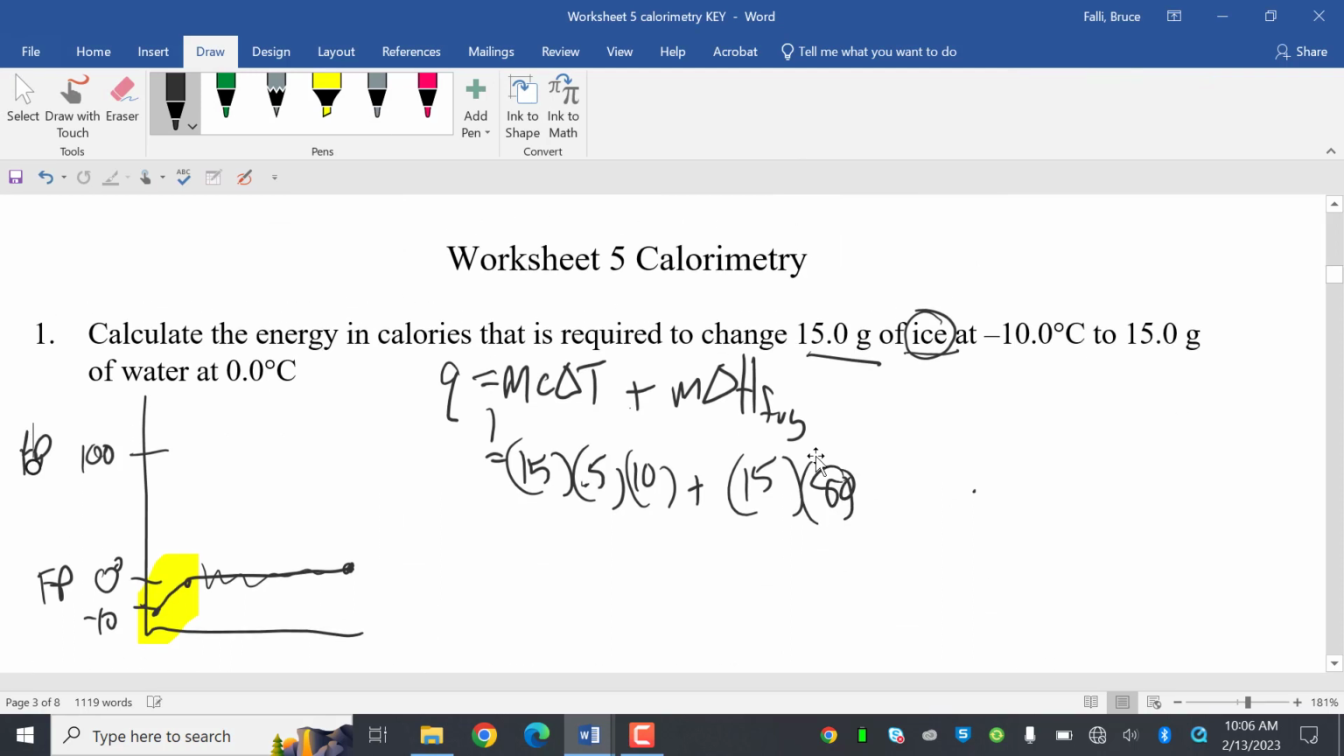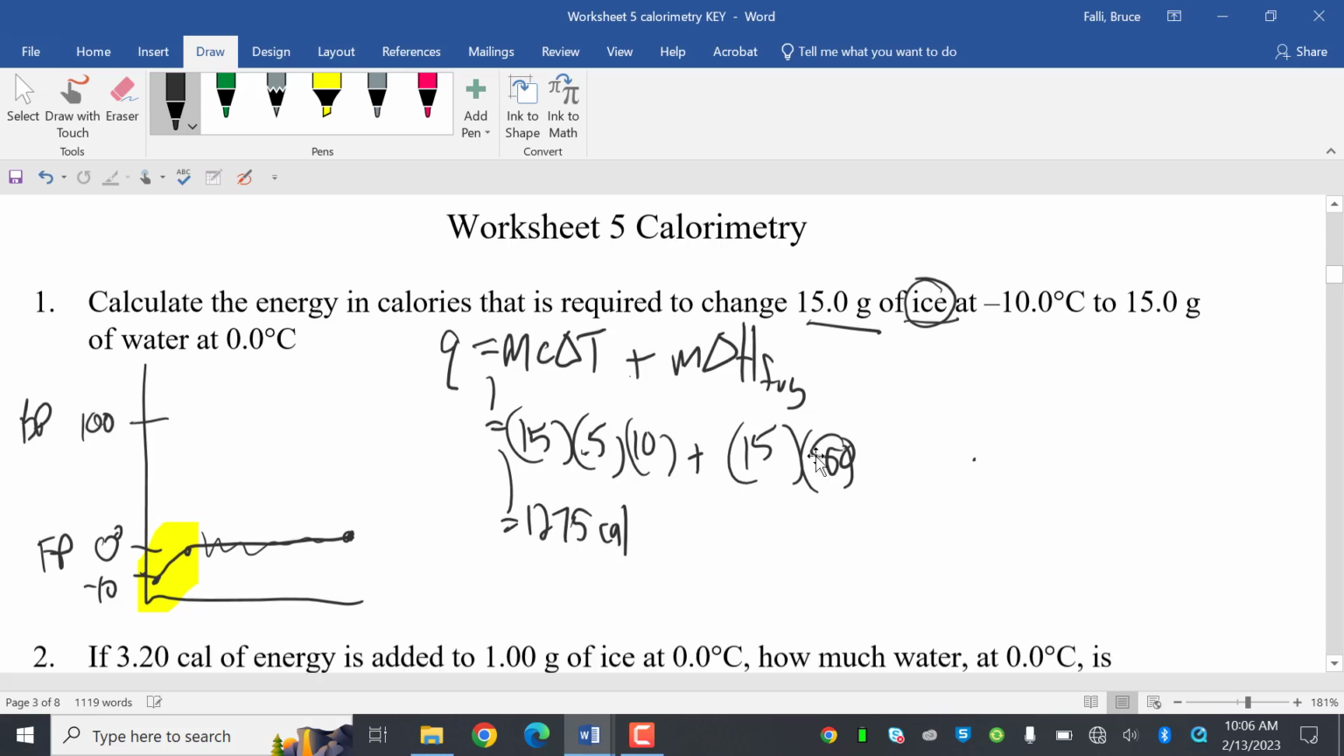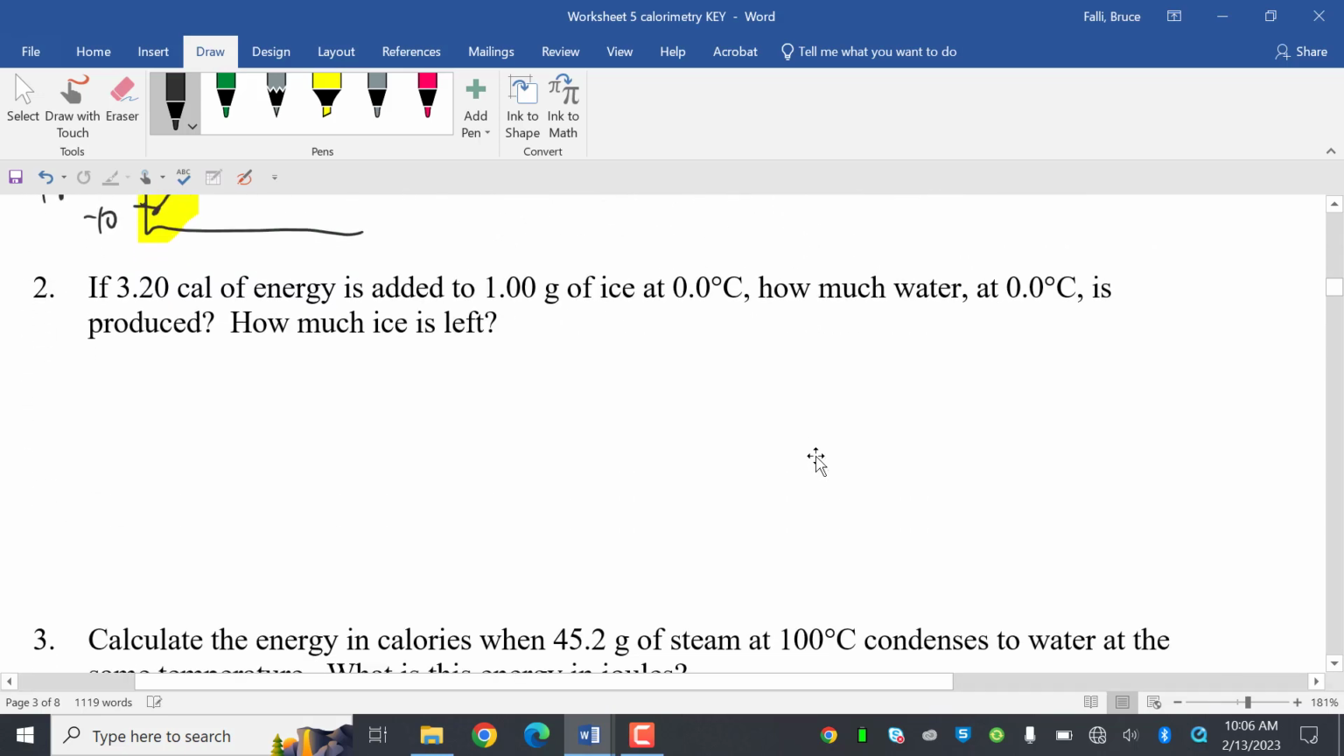And I get out my calculator, and I get it. 15 times 0.5 times 10, plus quantity 15 times 80, quantity, equals 1275. How about that?